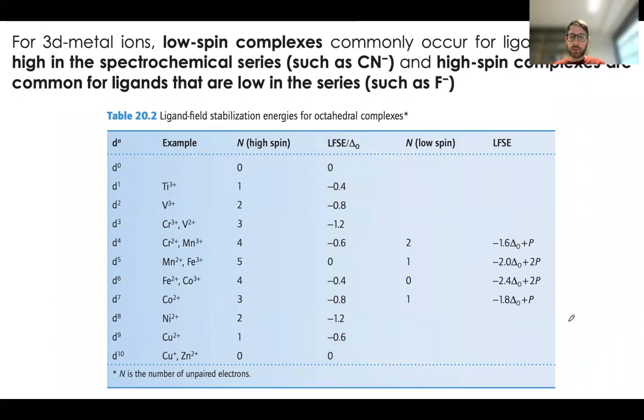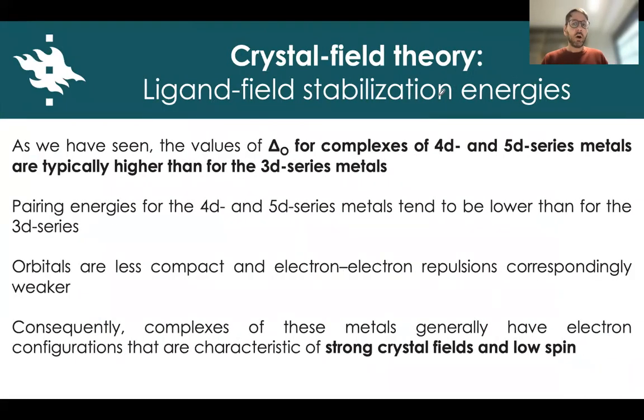So this is important to have in mind. So as we saw from the spectrochemical series, for 3d metal atoms, large ligand field splitting, so strong field case, which means low spin complexes, commonly occur for ligands that are high in the spectrochemical series, such as cyano, and high spin complexes will be common for ligands that are low in the series that cause weak ligand fields or weak ligand field splitting parameters, such as fluorido, for example. Okay, so this is for the 3d metals.